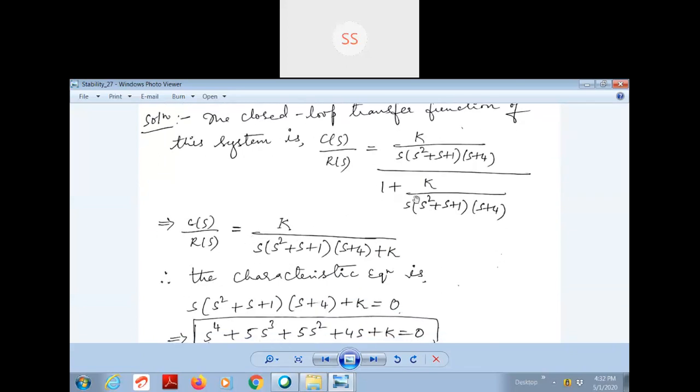So anyway, this process is known. We will cancel the common terms, and finally the transfer function is k divided by s into (s square plus s plus 1) into (s plus 4), but now plus k will also be included in the denominator. Okay, now this is required, the k term. Otherwise, if k is not there, then our characteristic equation will be fixed in nature, so we don't have any provision to make changes in the nature of the roots.